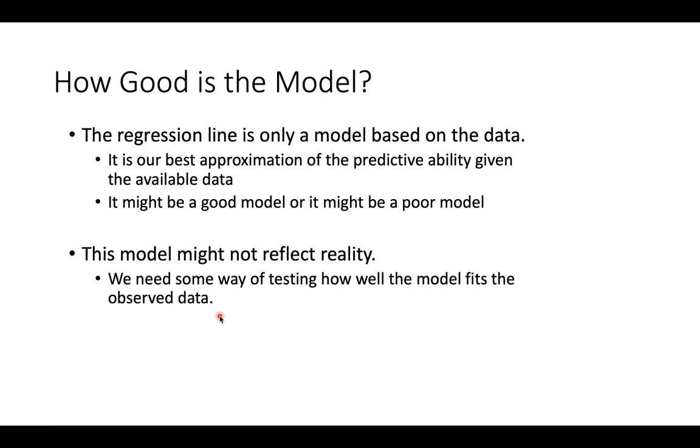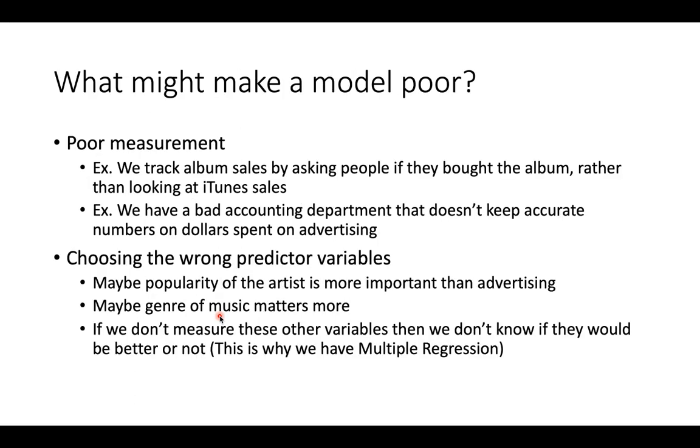So what we need is a way to statistically validate whether we have a good model or a poor model. And so that's what we're going to learn about next. How do we know if we have a good model or a poor model? Again, what are the reasons that we might have a poor model? We could be measuring things poorly. We could track album sales by just asking people if they bought an album rather than looking at iTunes sales. Maybe our accounting department doesn't do a very good job of keeping accurate numbers on our advertising dollars, right? So we're starting out with bad data.